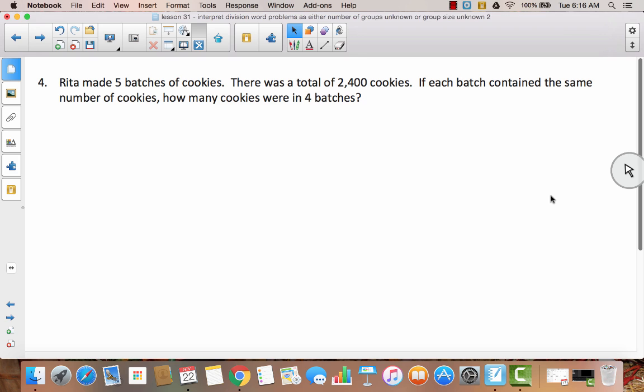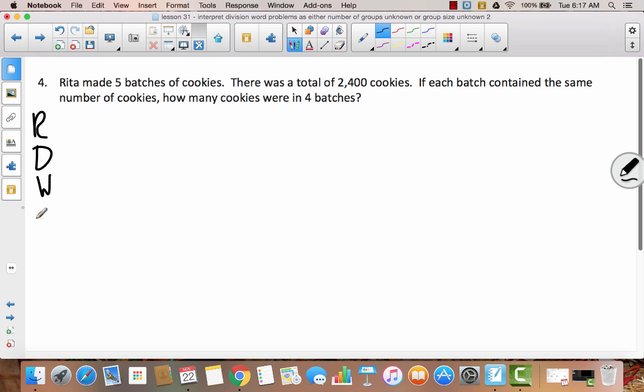All right, so let's take a look at number 4. So again, we're going to read the problem, we're going to draw, we're going to write a number sentence, and we're going to write a word sentence. Okay, so let's read through this together. Rita made 5 batches of cookies. There was a total of 2,400 cookies. If each batch contained the same number of cookies, how many cookies were in 4 batches? So here's what I want you to do. I want you to take a minute to draw what you think you can draw to represent this problem. And then let's come back and see if our drawings are similar.